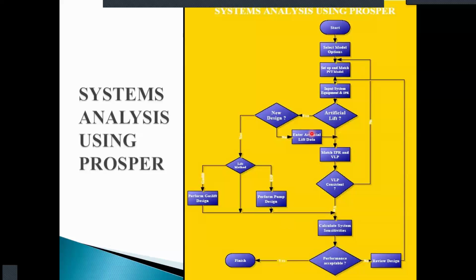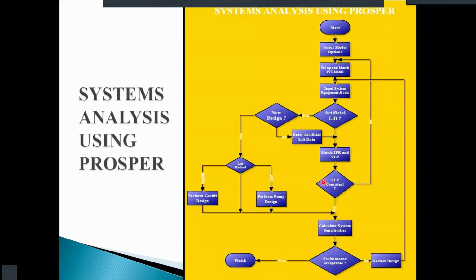So as a workflow, what analysis do we do? We start the model first. We set the options, set up and match the PVT model. We input system equipment and IPR, and we choose artificial lift. If yes, we will go for new design and enter the artificial lift data. If not, we will go to IPR and VLP matching.